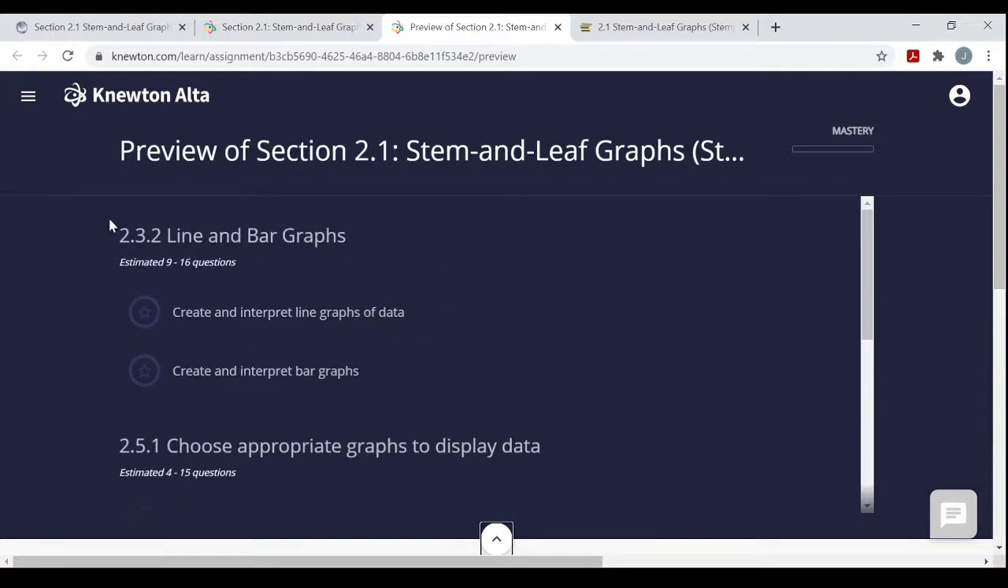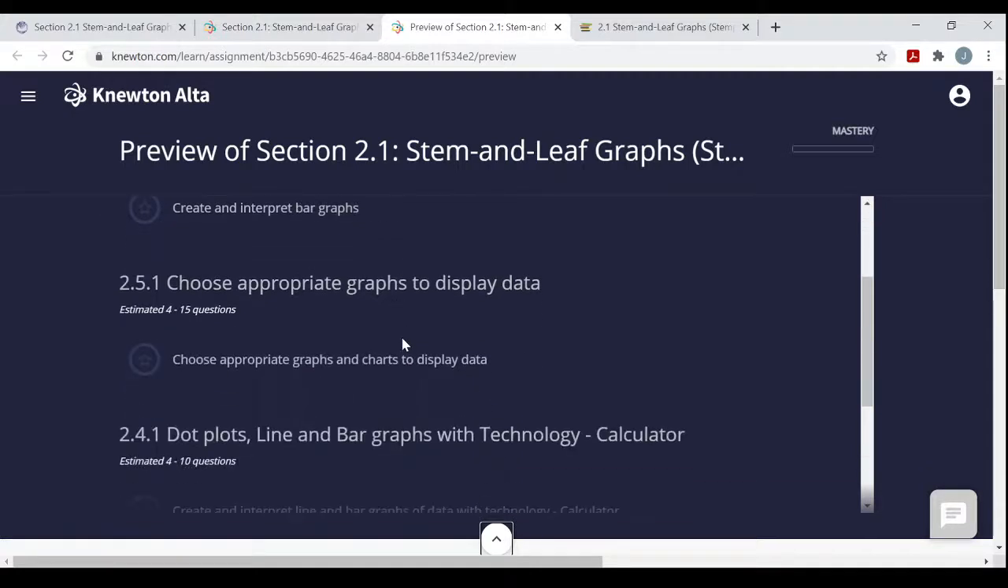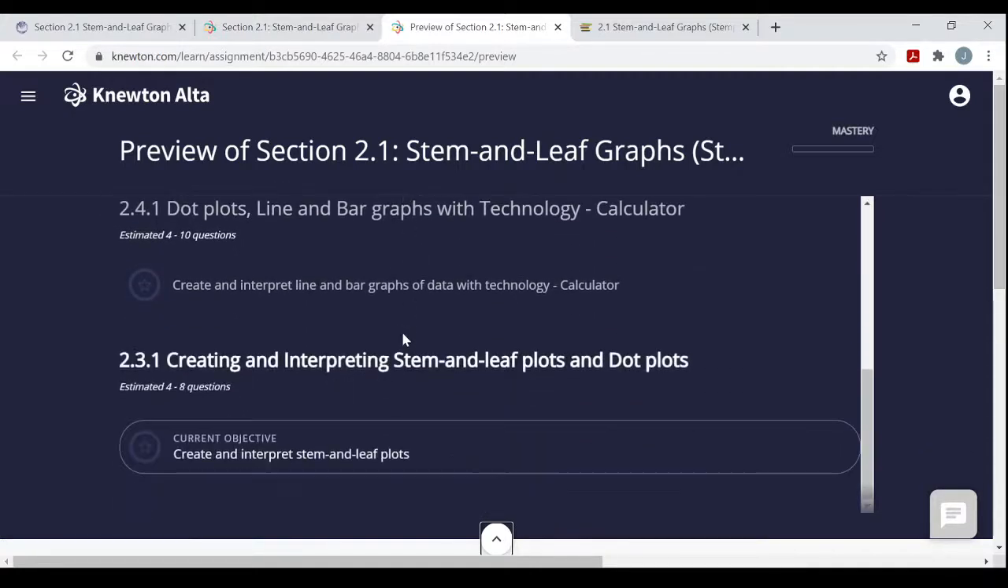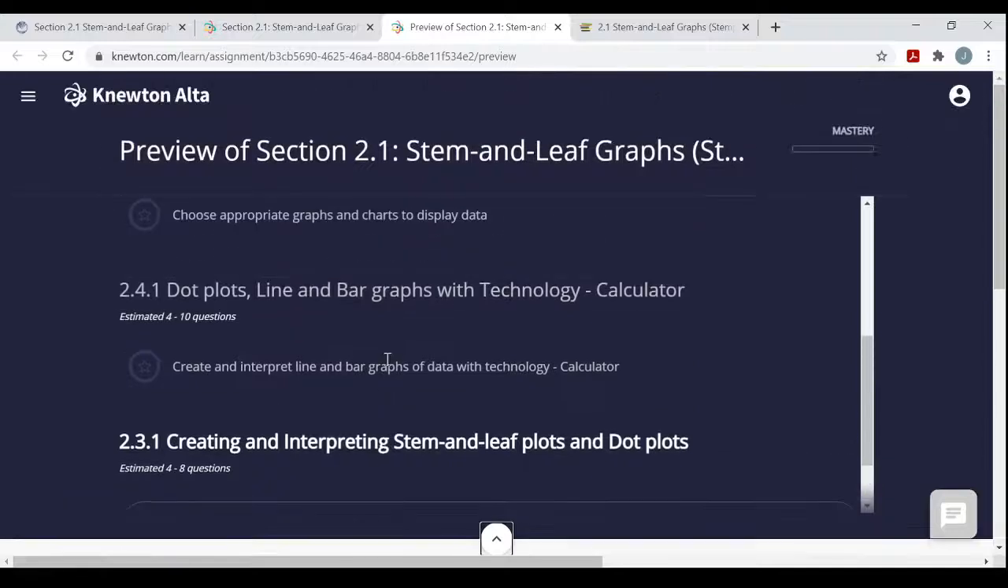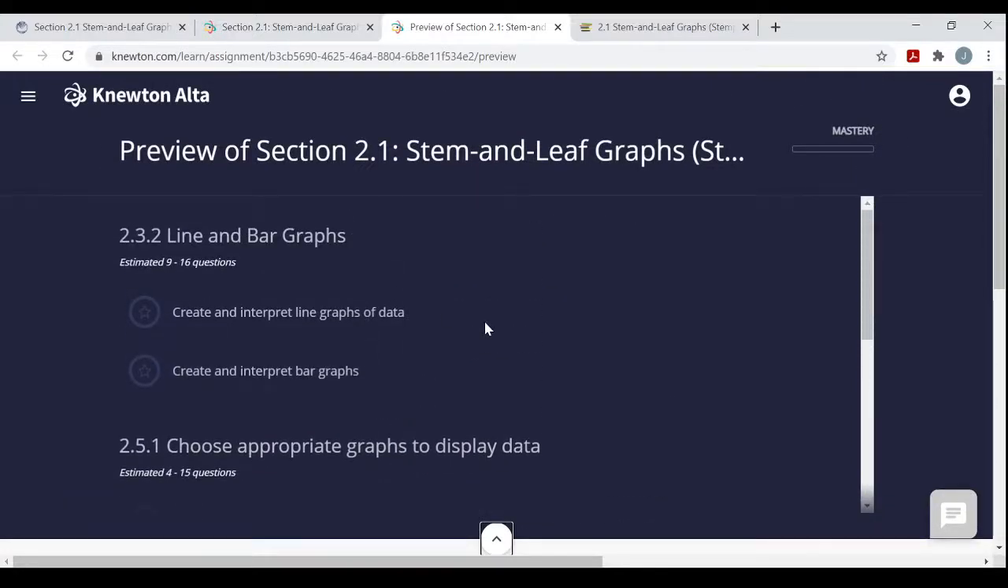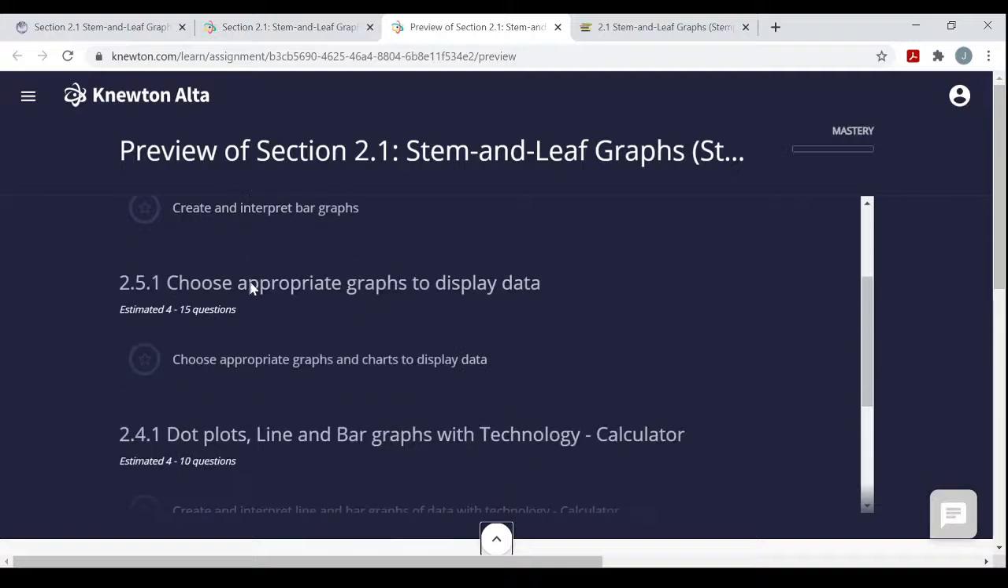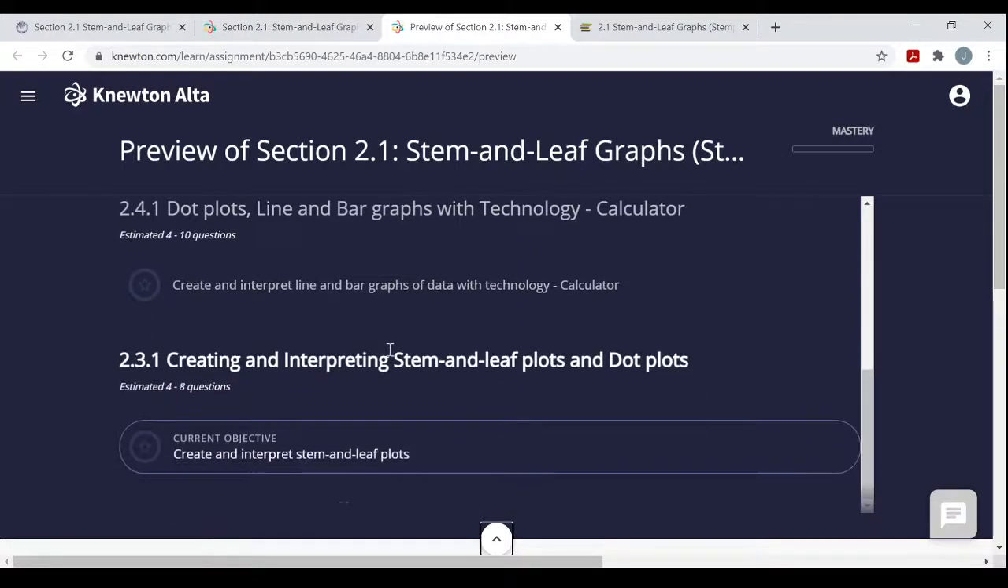Now don't worry about the numbers so much, right? This is section 2.1. These are all topics from KnewtonAlta that are related to section 2.1 from your OpenStax book. That's how I've organized it. So you've got 5 objectives, 1, 2, 3, 4, 5, and the progress and an estimated number of questions. Remember, the more you get incorrect, the more questions you'll get. So don't guess on things.